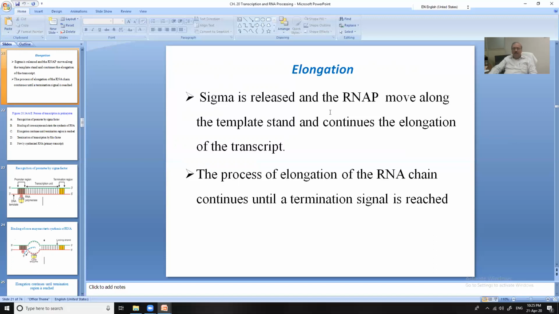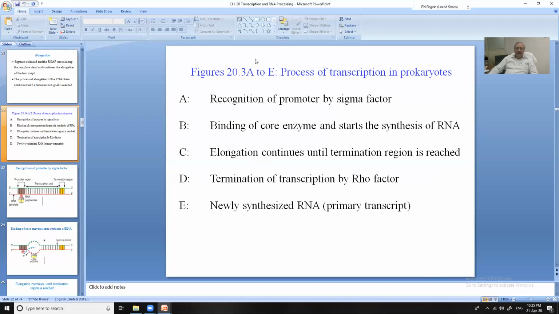Now I will show you two slides and you will find a pictorial representation. It is the process of transcription in prokaryotes. Recognition of promoter by sigma factor, binding of core enzyme and start of the synthesis of RNA, elongation continues until the termination region is reached, termination of transcription by Rho factor, and the newly synthesized RNA primary transcript. These are the steps in the transcription of prokaryotes.